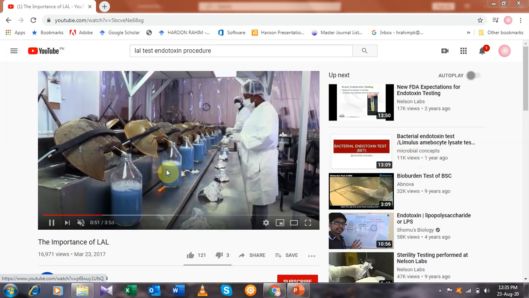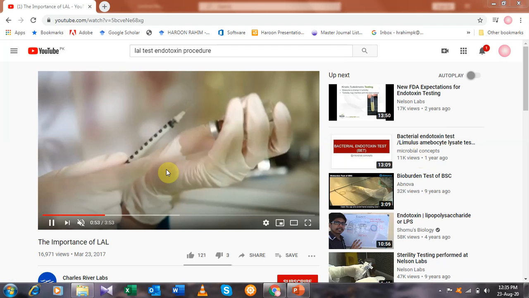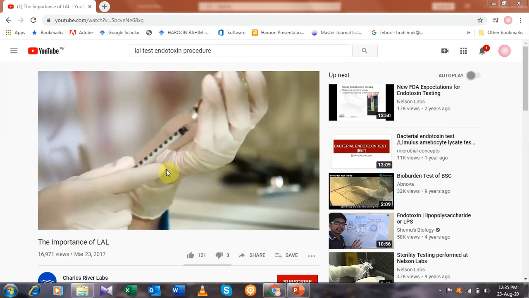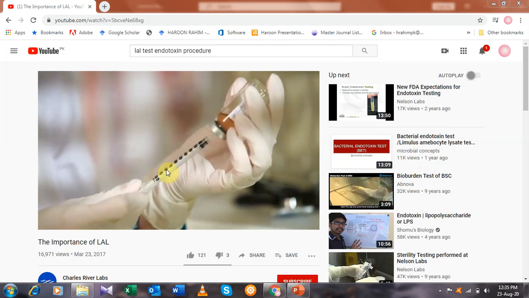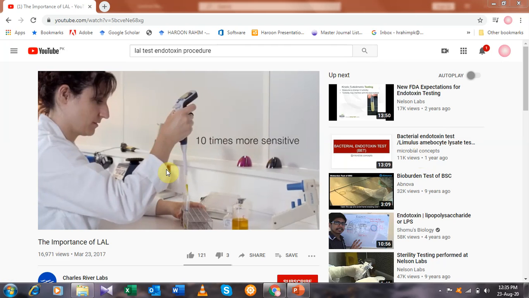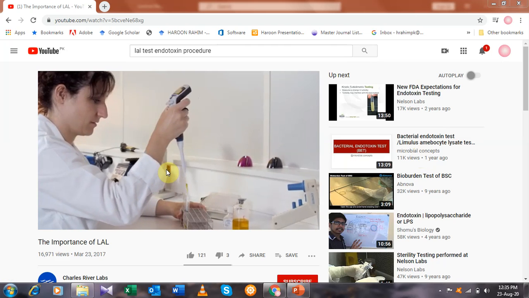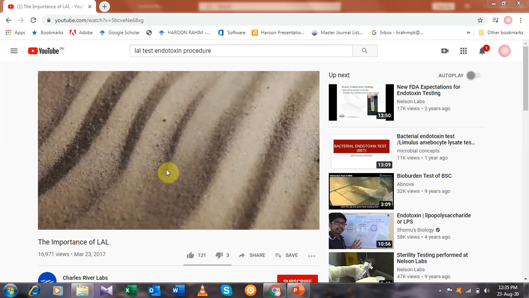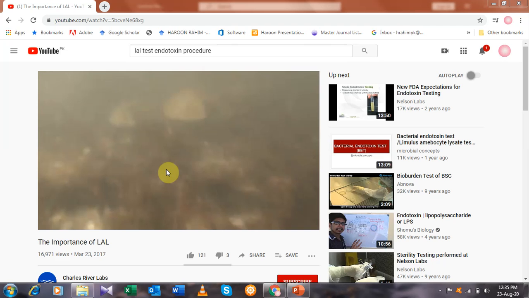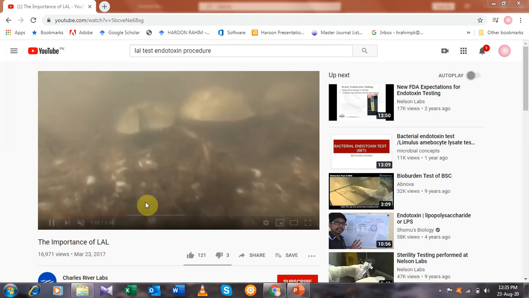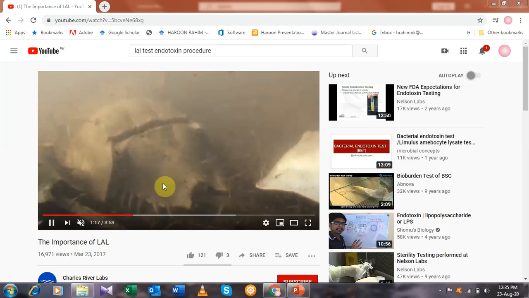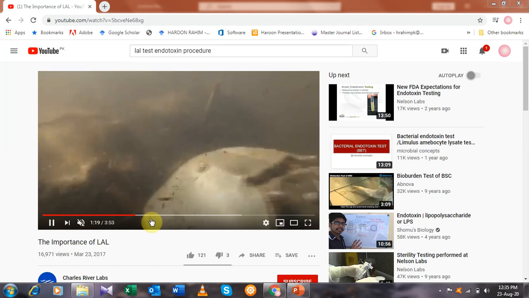the solution is prepared, and that is the LAL reagent, which is 5 to 10 times more sensitive, as I have told you. That is the LAL reagent that is selected, and equal amounts are combined, and in this way the solution is prepared, and the test is performed this way.